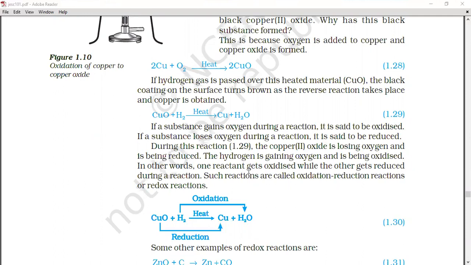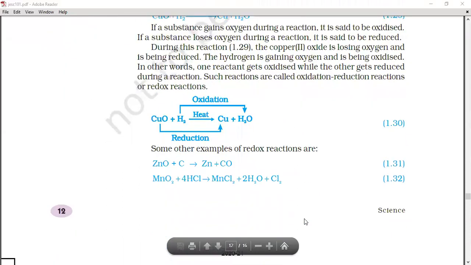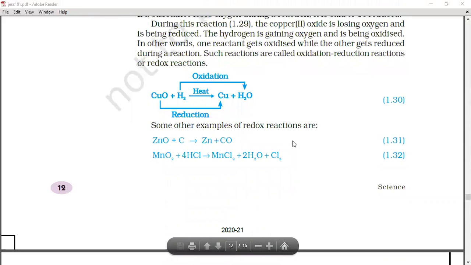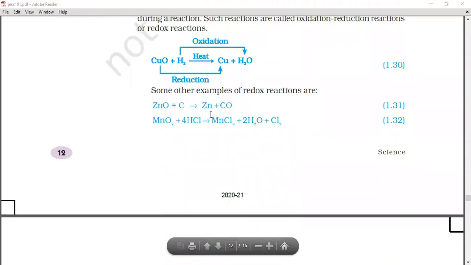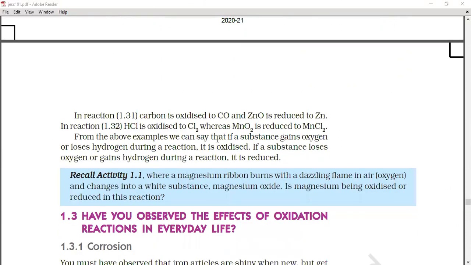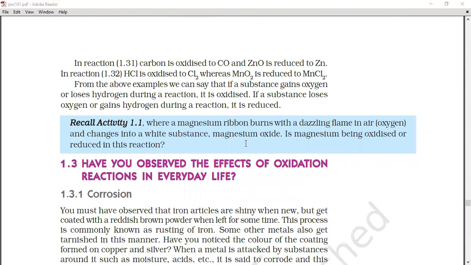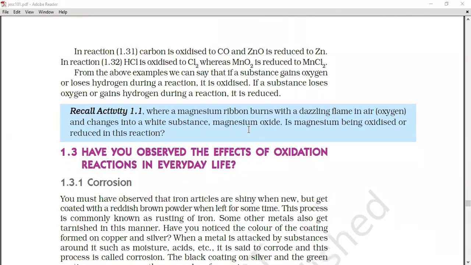In other words, one reactant gets oxidized while the other gets reduced during a reaction. Such reactions are called oxidation-reduction reactions or redox reactions. Some other examples of redox reactions are ZnO plus C gives Zn plus CO, MnO2 plus 4HCl gives MnCl2 plus 2H2O plus Cl2. In reaction 1.31, carbon is oxidized to CO and ZnO is reduced to Zn. In reaction 1.32, HCl is oxidized to Cl2 whereas MnO2 is reduced to MnCl2.